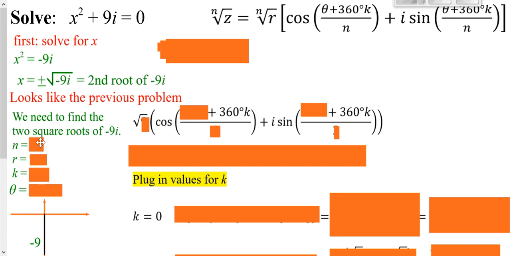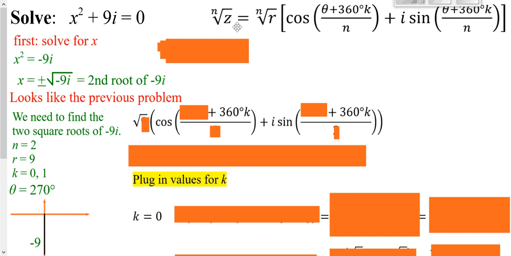We're dealing with the second root. r is your distance away, which is positive 9, because you're just 9 down. k would be 0, 1. Your angle to go from here all the way down to the bottom is either 3 pi over 2 if you're dealing with radians, or 270 degrees if you're dealing with degrees.